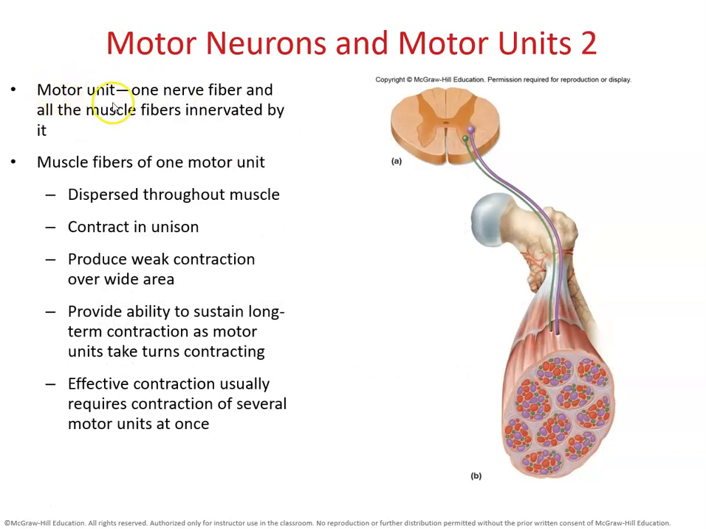When I say motor unit, what I mean is one nerve and all of the muscle fibers that nerve is associated with. So the muscle fibers that make up one motor unit, along with the one nerve fiber, these will be throughout the entire muscle. And because one nerve is working on the whole bundle of muscle fibers, they're all going to contract at the same time. We can't select some muscle fibers but not others when they are all controlled by one nerve. So this produces a weak muscle contraction over a wide area.